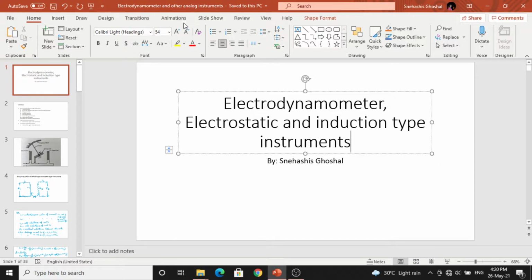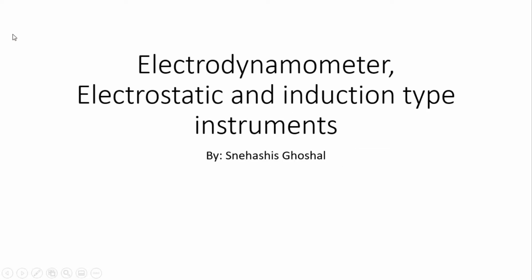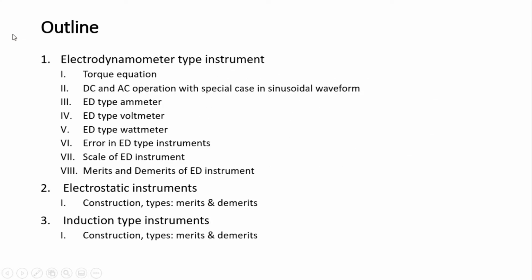Now we are going to discuss electrodynamometer, electrostatic and induction type instruments in this particular segment. This will be the discussion outline. Mainly we will be going through electrodynamometer type instruments, where the detailed discussion covers the torque equation, DC and AC operation, and special types of construction like electrodynamometer type ammeter, voltmeter and wattmeter.